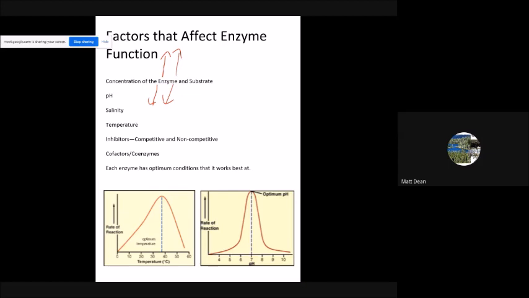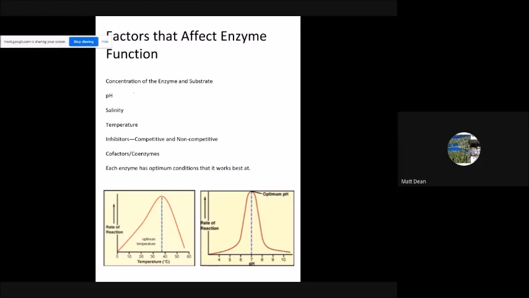Same goes for substrate. Typically, higher concentration of substrate is going to mean higher rate. That's true until you get to the point where all of your enzymes are continuously occupied by a substrate. At that point, more substrate's not going to change the rate much. The reverse logic applies too. Less substrate, lower rate, slower rate. So concentration is a big deal when we talk about the rates of reactions that are catalyzed by enzymes.